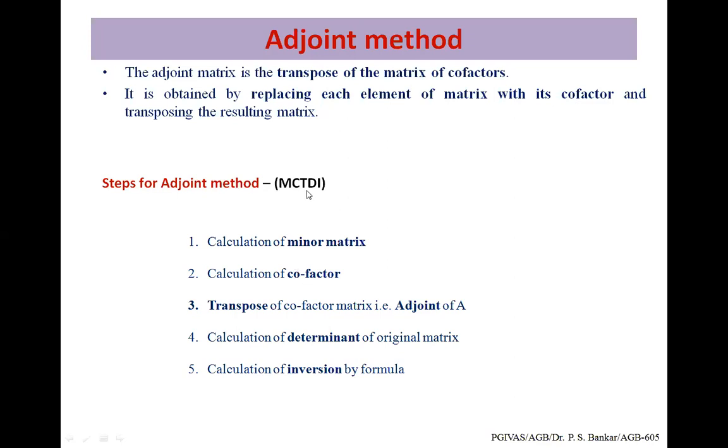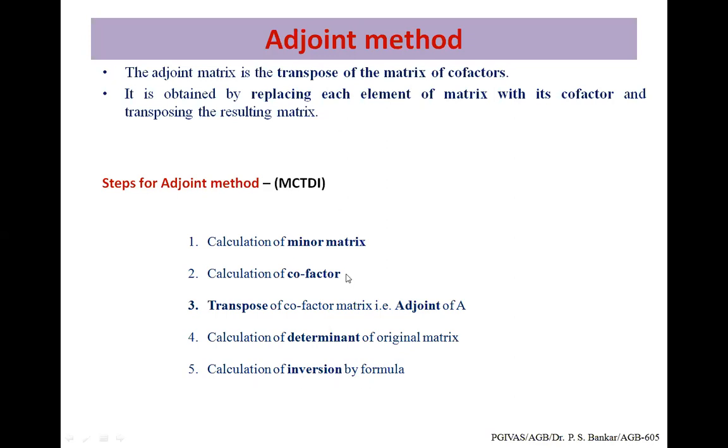I have abbreviated it as MCTDI just to memorize it. M stands for minor matrix. First of all, we'll have to consider what we mean by minor matrix. Then C stands for cofactor. We'll have to estimate the cofactor. Third is T. T is the transpose of the cofactor matrix, which we have already discussed in the first line to estimate the adjoint of a matrix. Then the next is D, that is the calculation of the determinant of the original matrix. And fifth is the inversion by formula.